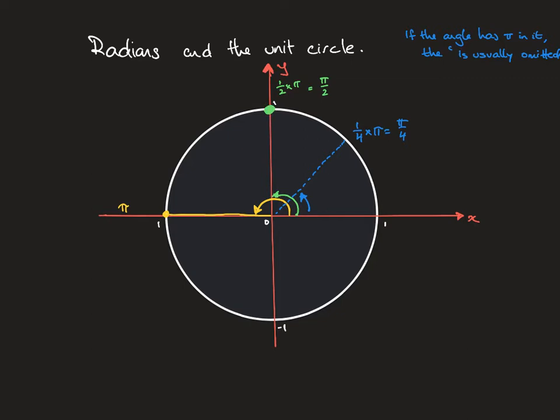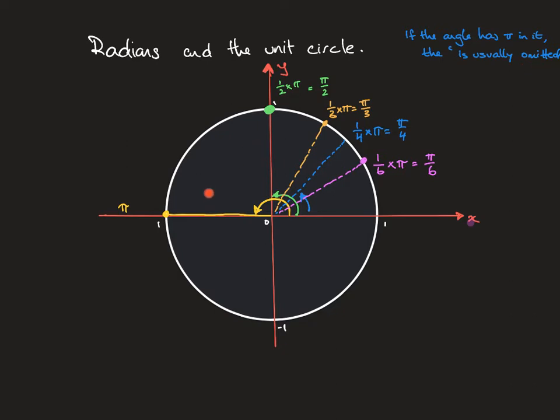So the other 2 main angles that we look at in this first quadrant are pi on 6, which is 1/6 of pi, which is quite small, and 1/3 of pi, or pi on 3. Now you'll notice that I haven't been writing any radians symbols next to these angles, because usually if the angle has pi written in it, the little radian symbol is usually omitted, so we don't normally write that.